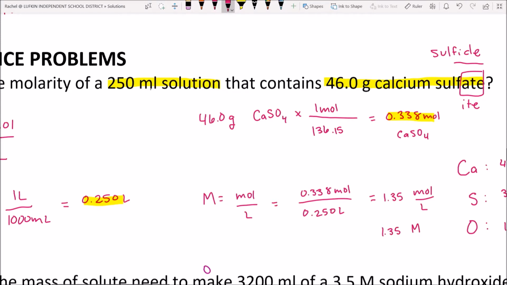And then we need to round, and how many significant digits does 250 have? So trailing zeros only count when a decimal is present. So there's actually only 2 there. If it said 250 period, then there would be 3. But when there's no decimal present, it's just 2. And then this one's got 3 because the decimal's present. So we're going to round to 2. That's our lowest one. So we're going to make that 1.4 M for our final answer there.